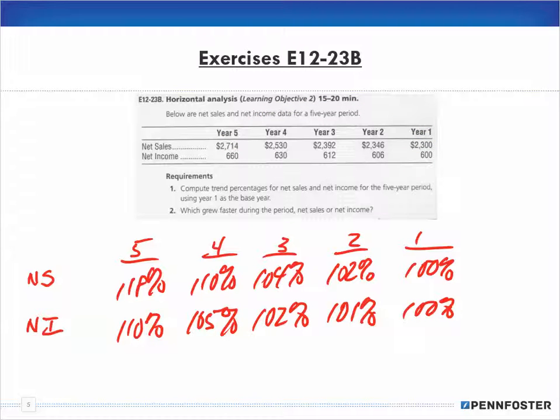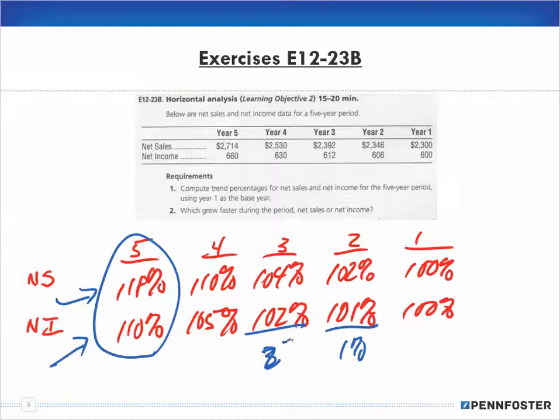So that's my trend percentages, and which grew faster during the period, net sales or net income? Well, you can look at that, and what you're looking at here is that net sales is greater than my net income, right? So my net sales grew faster during the period. Okay, and you can see that year over year. The net sales here is greater than the net income by 1%. For year 3, we're talking about a 2% difference. For year 4, we're talking about a 5% difference, and for year 5, we're talking about an 8% difference. Net sales increased quicker than the net income. Okay, so that's it for that exercise.